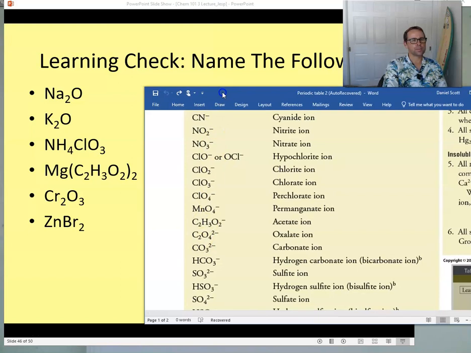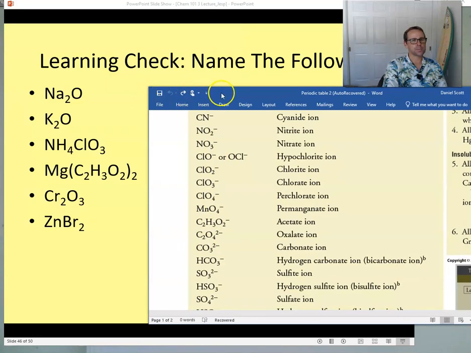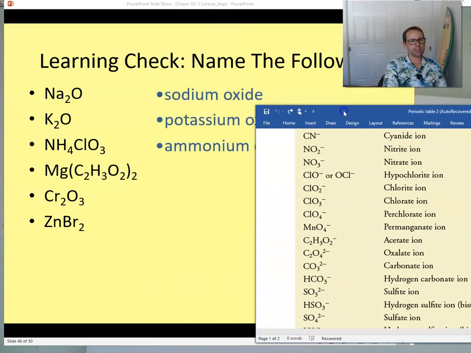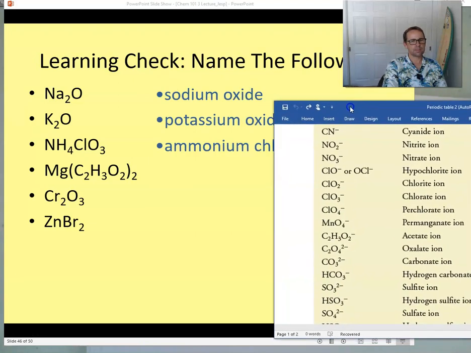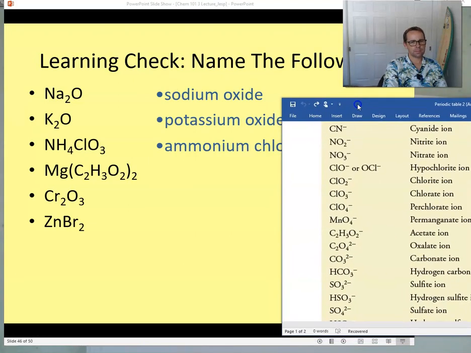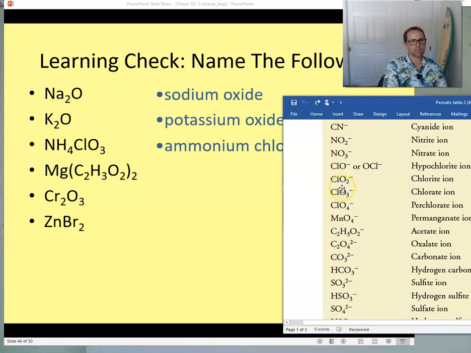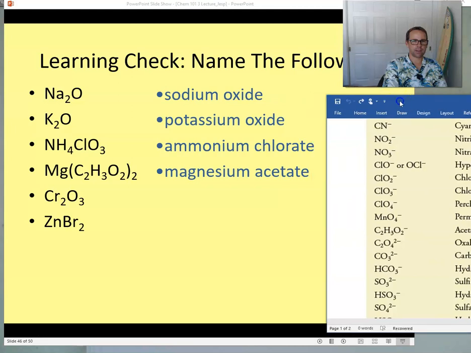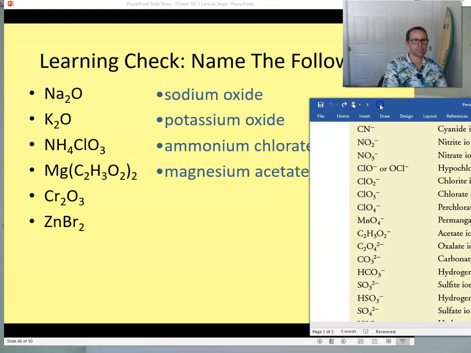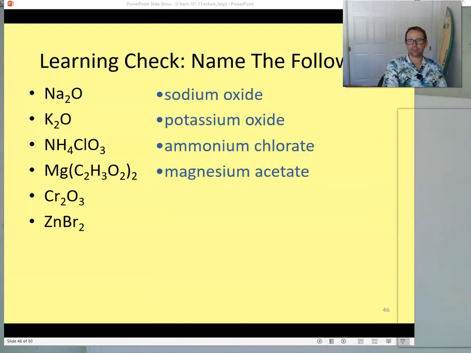Okay. So that one's magnesium, right? Magnesium. Acetate. Very good. Magnesium acetate. Excellent job. All right. The next one.